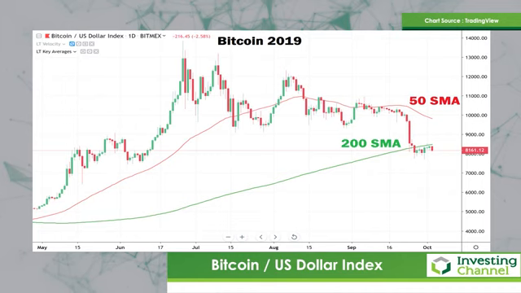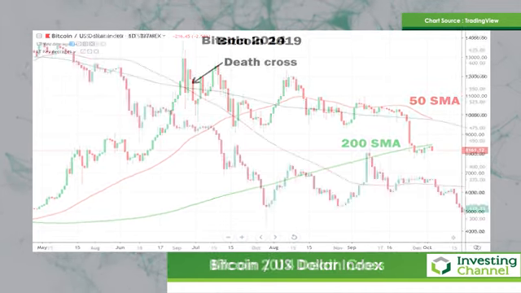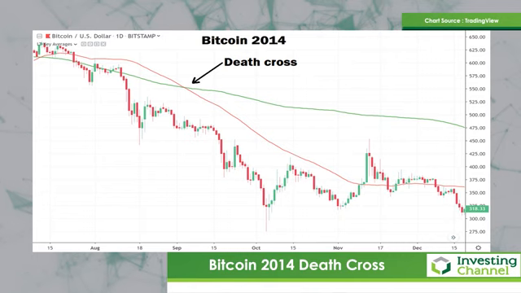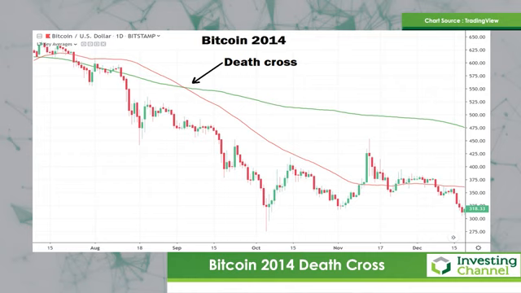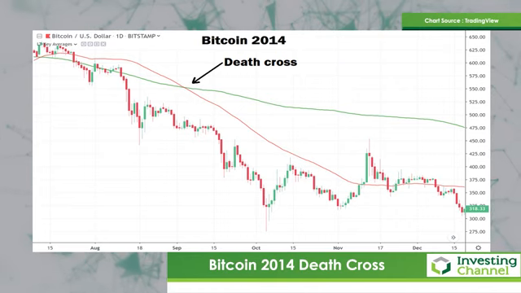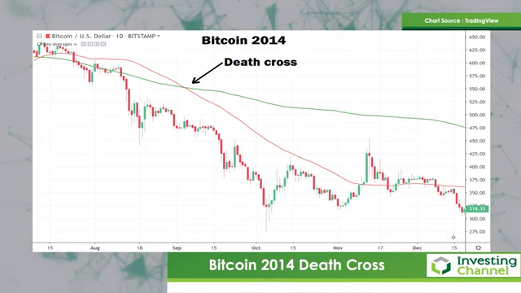As an example of what it means when they cross, here's a quick chart. The death cross is when the red line, the 50 moving average, goes below the 200, as you can see here on this chart, Bitcoin in 2014. That usually means quite a bearish signal, which results in quite significant drops in the price. Again, this can happen on any chart. It doesn't have to be just Bitcoin. It can happen on stocks, currencies, and so on.